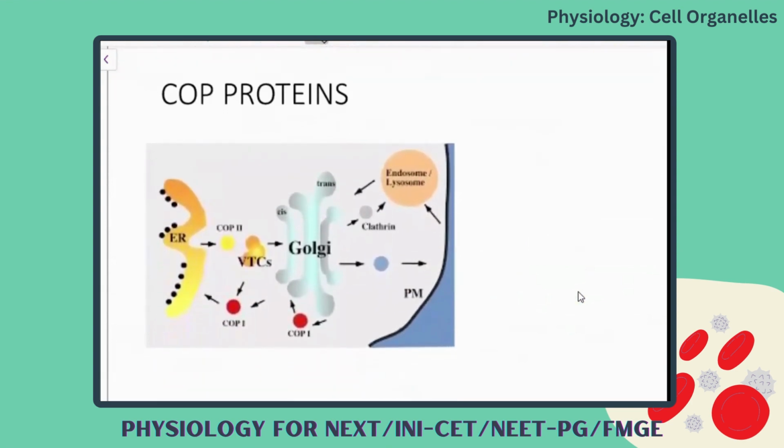They are the coated proteins in the Golgi apparatus, which are involved in the transmission of the proteins produced in the rough endoplasmic reticulum. So this is the cis phase and this is the trans phase of the Golgi apparatus. I have said the cis phase is the one facing the endoplasmic reticulum, and the trans phase is the one facing the plasma membrane.